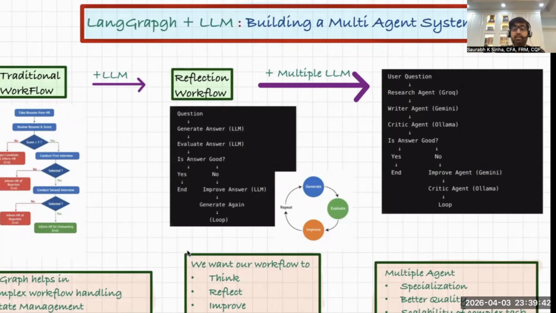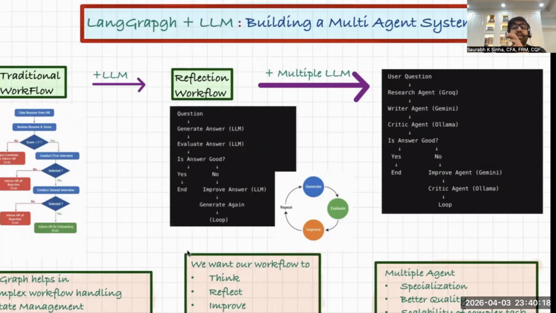A different LLM. Can you see: research agent Grok, writer agent Gemini, critique agent Llama or Ollama, improve agent Gemini, and again, to evaluate, you need Ollama or Llama. Now you can see different LLMs are performing different tasks based on their specialization. So what it is introducing in your system is subject matter expertise into your workflow. This is the key idea behind a multi-agent system.